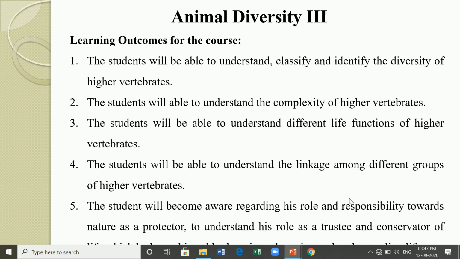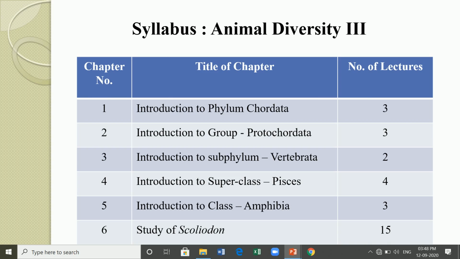And the next one, the student will become aware of his role and responsibility towards nature as a protector, to understand his role as a trustee and conservator of life. So these are the learning outcomes which are set by the Board of Studies members for this subject, that is Animal Diversity III. So let us discuss the syllabus of this paper.